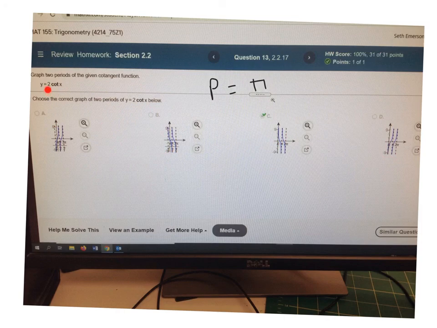Also, you have a 2 here, which makes it a little bit steeper. If you come halfway between here and here, then the y value should be a positive 2 here. If you come halfway between the x-intercept and pi, the y value should be negative 2. I can see they're counting by 3s here on the y-axis. Hope that helps.